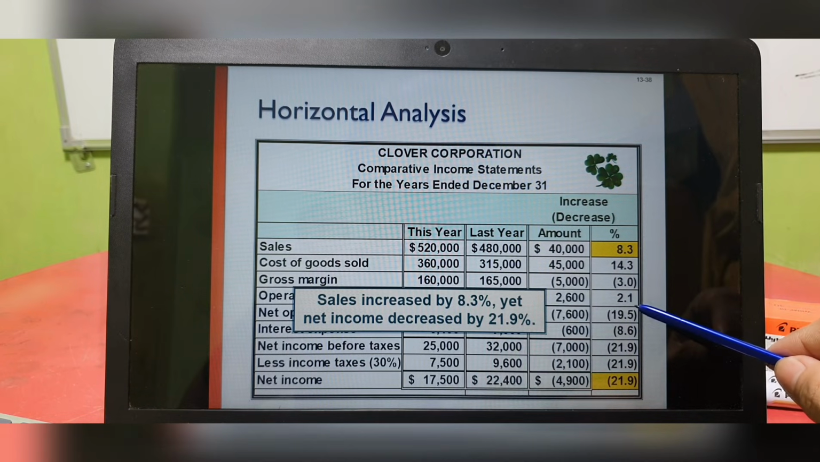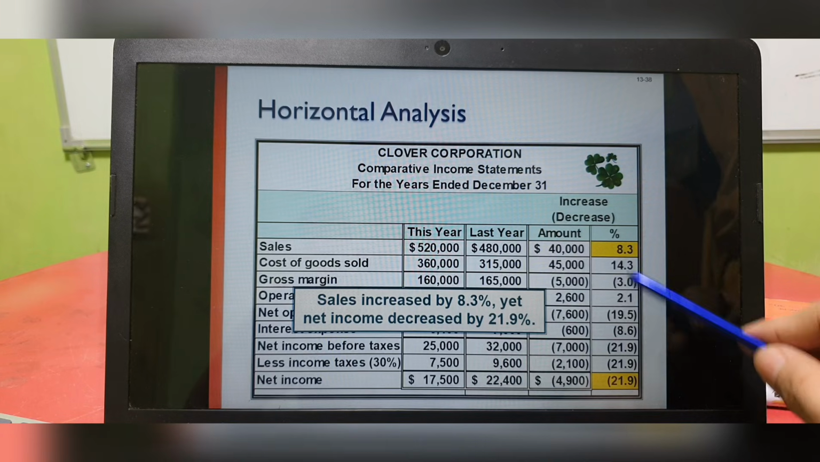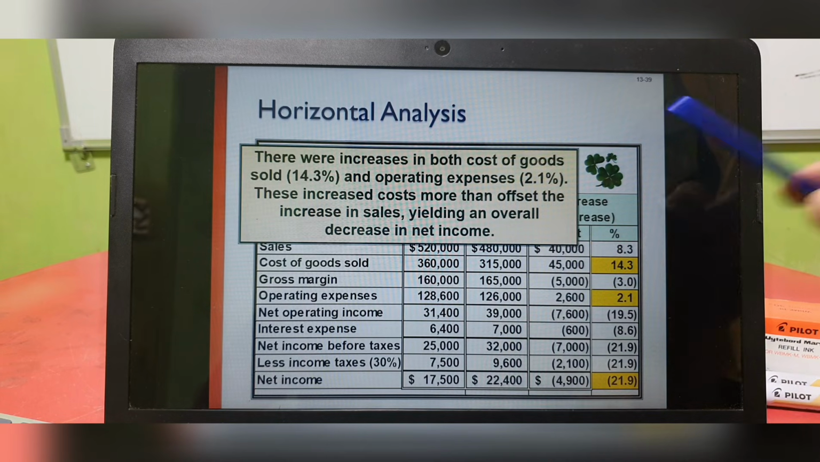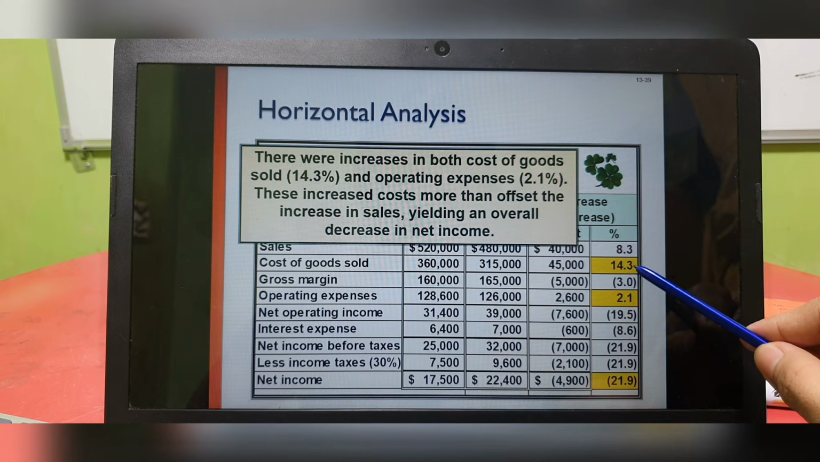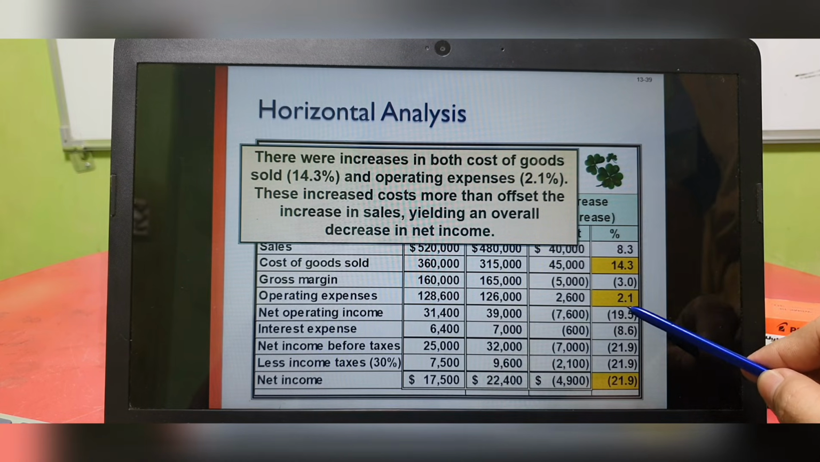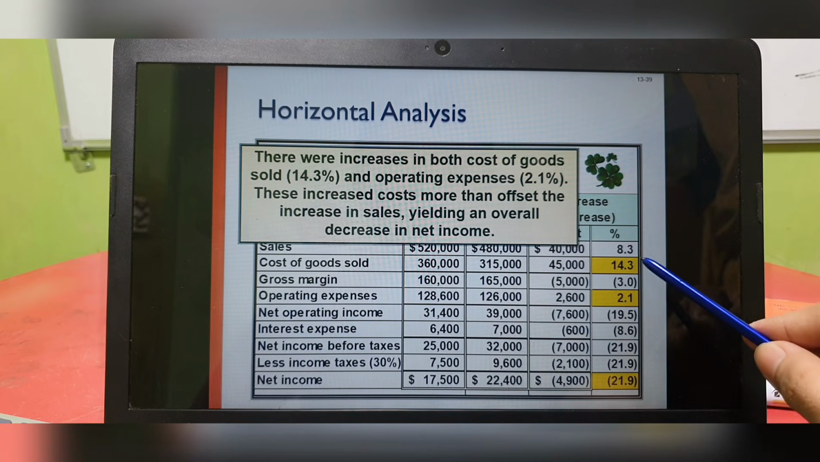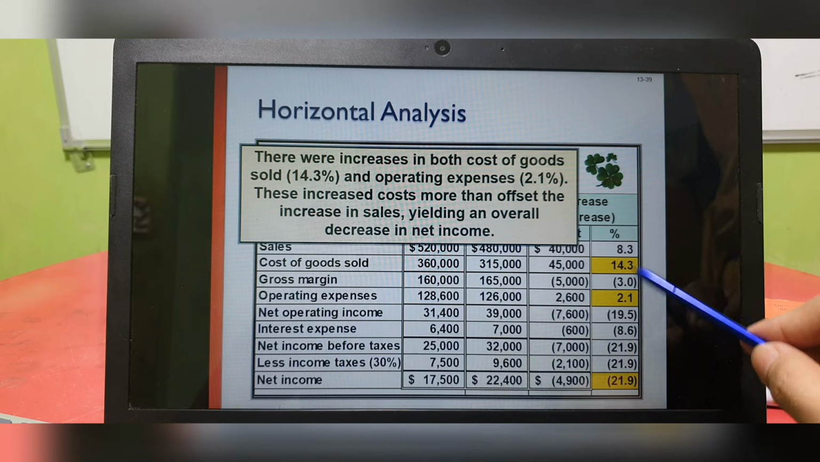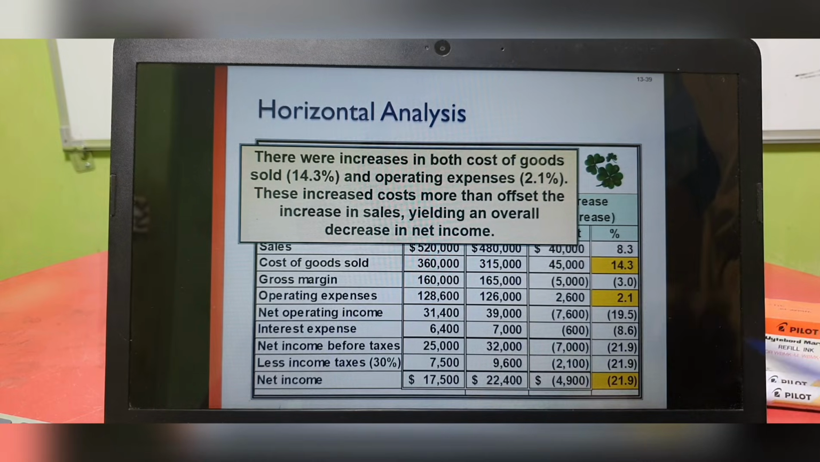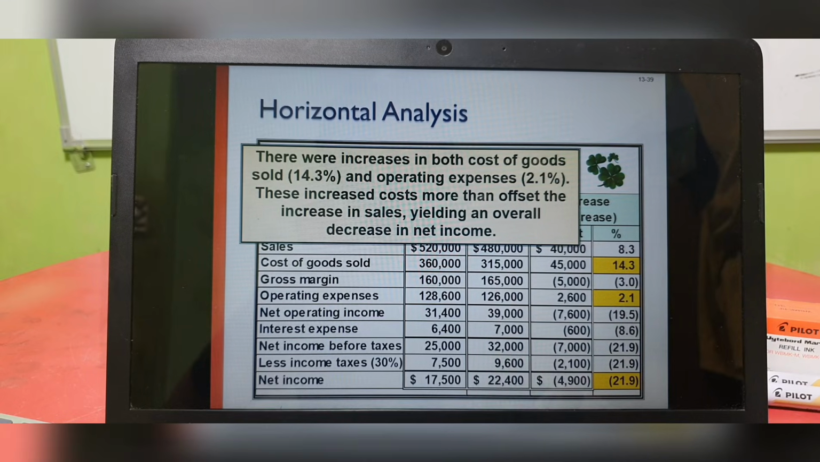We have 2.1 here. Ibig sabihin, tumaas ang sales. Ayan. Kahit na tumaas ang sales natin na 8.3, tumaas din ang ating COGS at saka operating expenses ng 14.3 and 2.1 respectively. Ibig sabihin, yung magnitude ng increase ng sales natin is not enough to give us more income. Mas malaki yung mga increase in our expenses. Okay? That's why kahit na may increase in sales, decrease pa rin tayo sa net income.